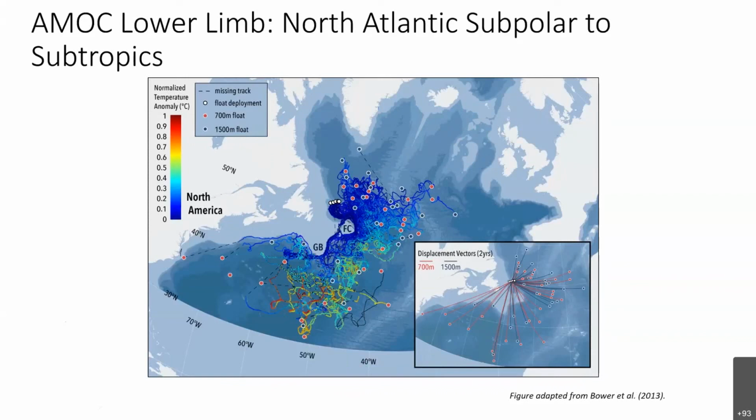But observations starting in the 2000s, I would say, started to question whether that was really as direct as it looked in the Stommel-Arons theory. And in this figure, you see the trajectories of about 55 acoustically tracked RAFOS floats deployed in the deep western boundary current at 50 north.